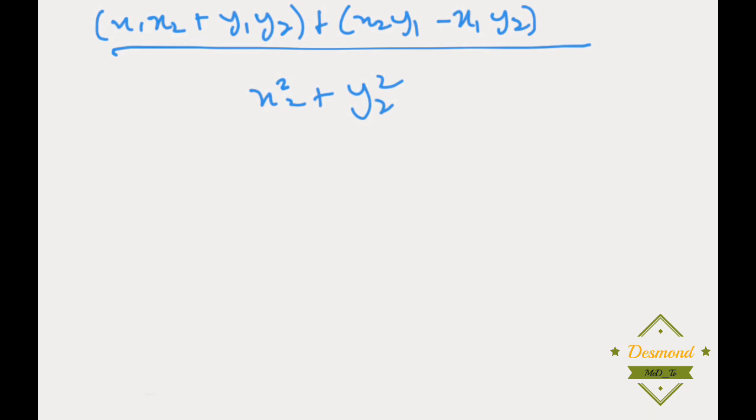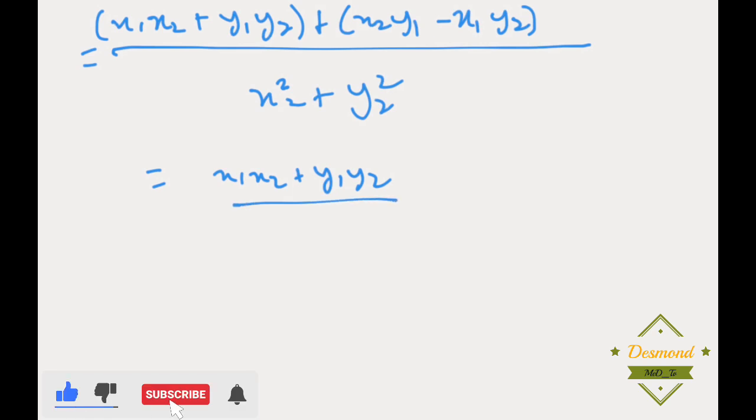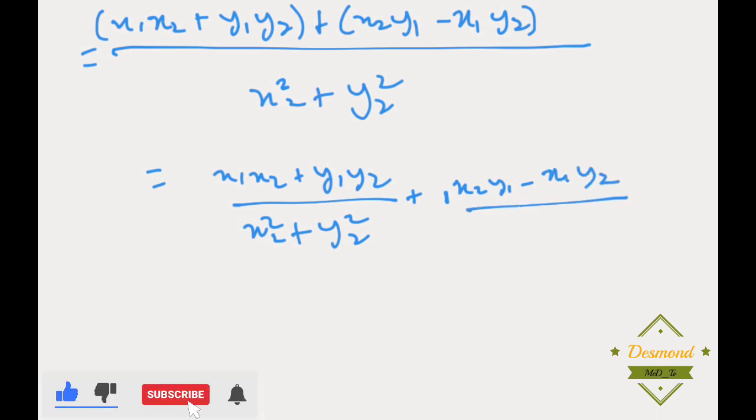Then we try to factorize or group like terms. When we group like terms, we should get (x1x2 plus y1y2) over (x2 squared plus y2 squared), plus i times the imaginary part, (x2y1 minus x1y2) over (x2 squared plus y2 squared). So this is what we are going to get.